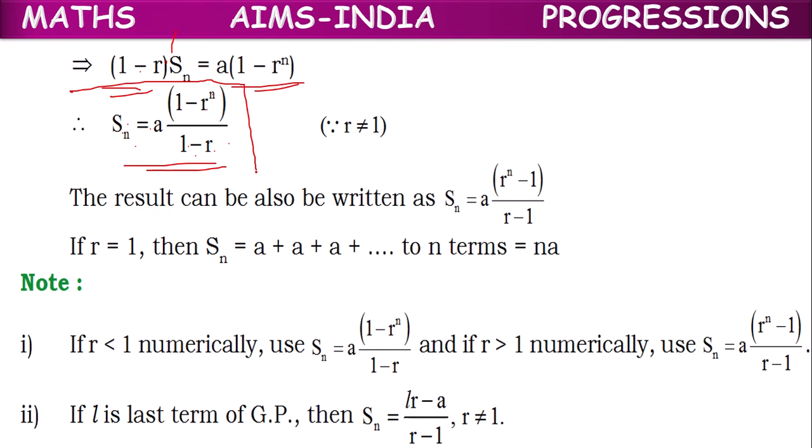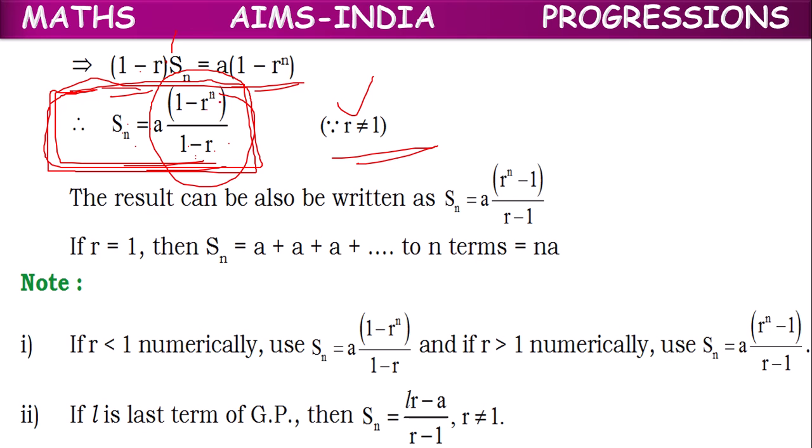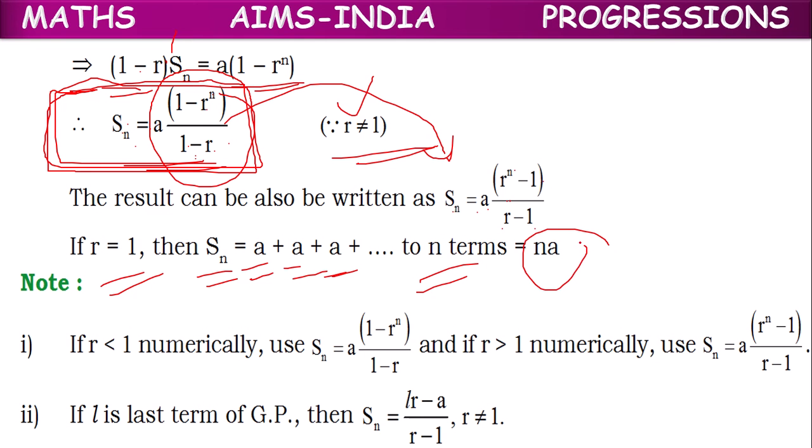So this is the formula for sum of n terms of a GP, where r is not equal to 1. We can interchange the terms in numerator and denominator so that value does not change. We can also write this as Sn equal to a into r power n minus 1 by r minus 1. So if r equal to 1, then Sn will be a plus a plus a plus up to n terms, it is equal to na.